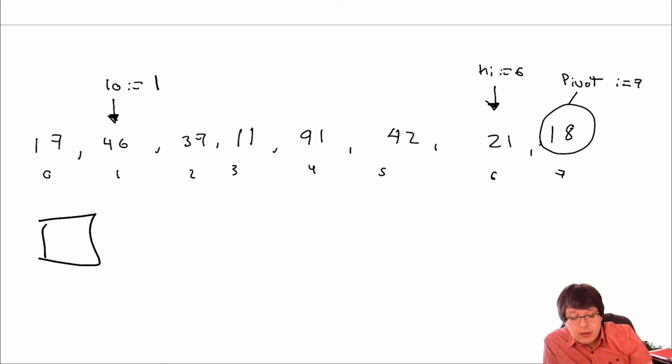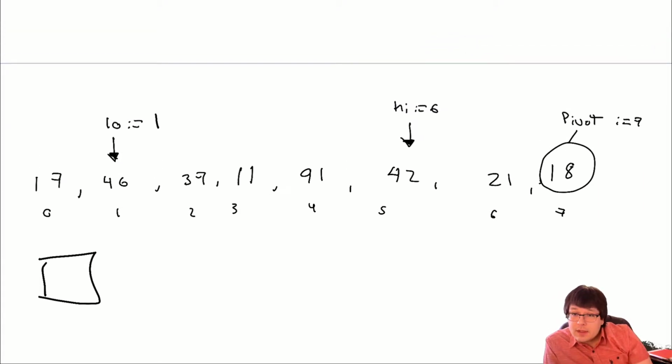Now I'm going to look at low again and see if it's smaller than or greater than the pivot. In this case, low is greater than the pivot. That means that I need to swap it with something. So leave it like that and go look at high. All right, I am looking at high here. High is looking at 21. Is 21 greater than the pivot or smaller? 21 is greater than the pivot. So that means I can't swap it with 46, because I would be swapping something greater than the pivot with something greater than the pivot. In that case, what do I do? I decrease high.